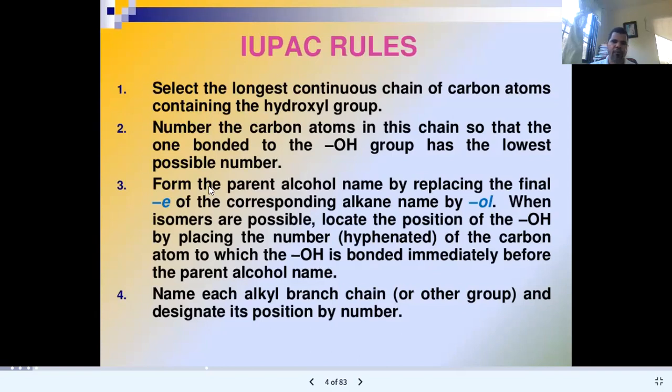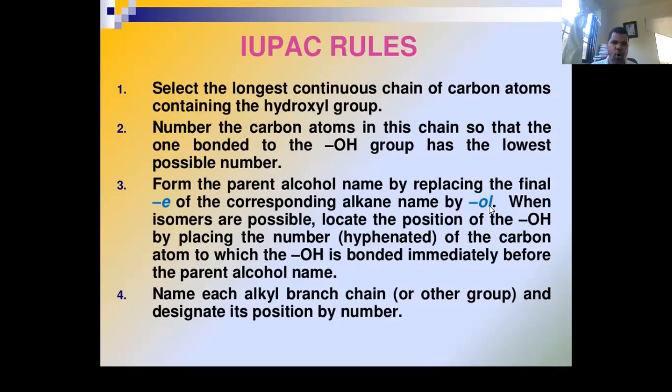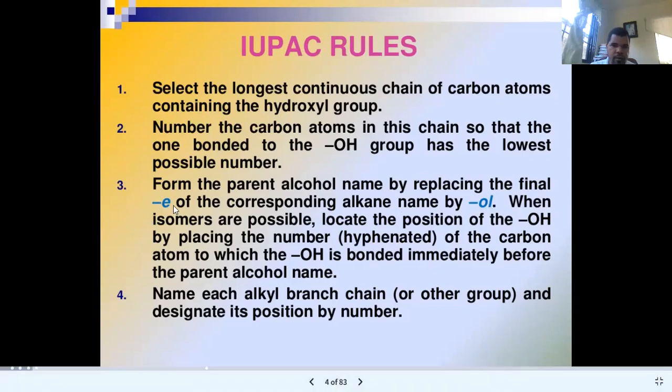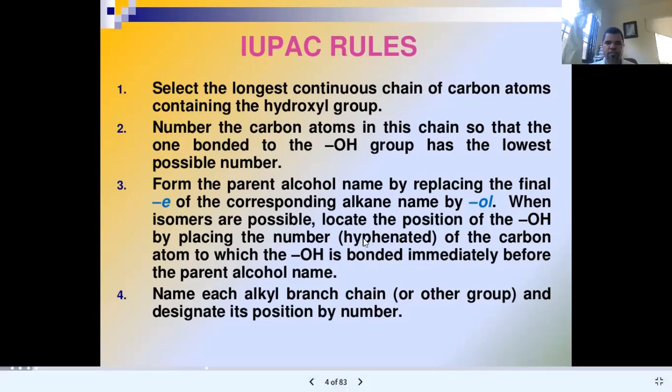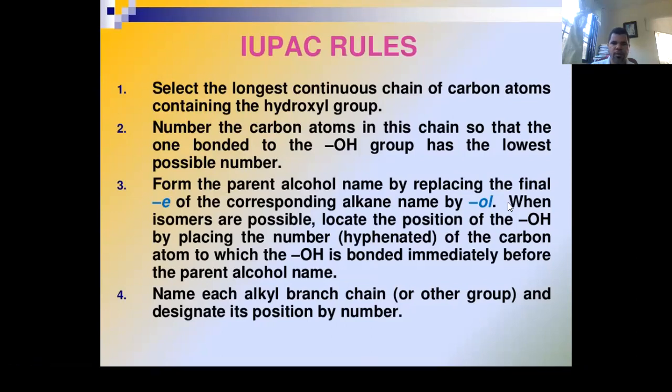Now, form the parent alcohol name by replacing the letter E from the alkene. So if it's ethene, you will replace the last E by these two letters, ol. So it's going to be called ethanol. If it's propane, it's going to be propanol. If it's butane, it's going to be butanol. Okay.